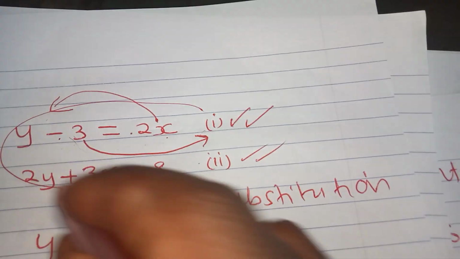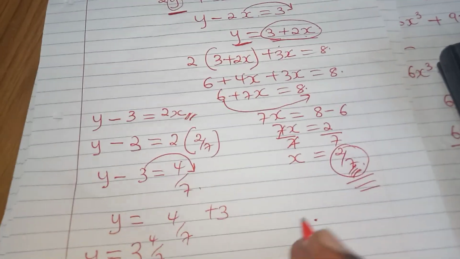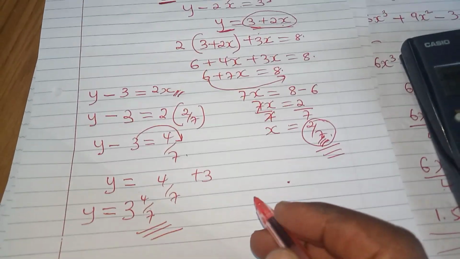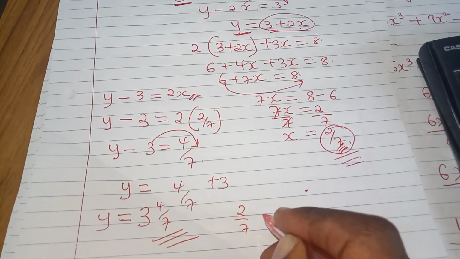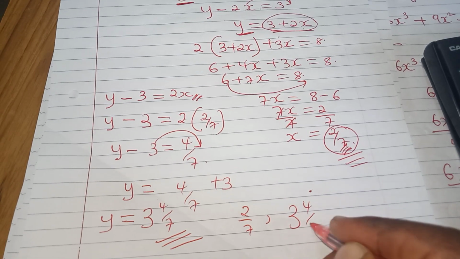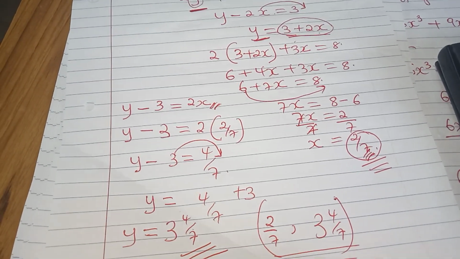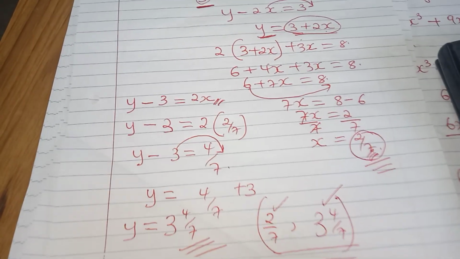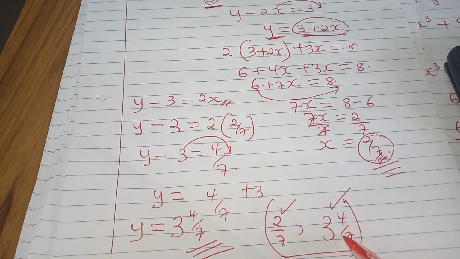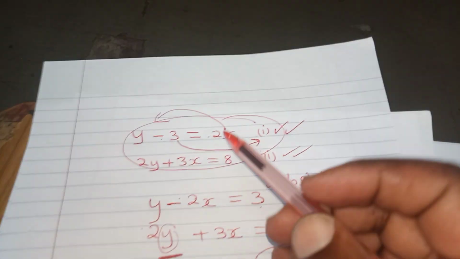That is my y value, and that was my x value. So the point of intersection of these two linear equations on a Cartesian plane is going to be the x and the y value. Of course, I have to begin by writing down the x value first: 2/7, comma 3 and 4/7. Very good. So this is the value of x, and this is the value of y. The value of x and the value of y can be referred to as the point of intersection of these two different linear equations.